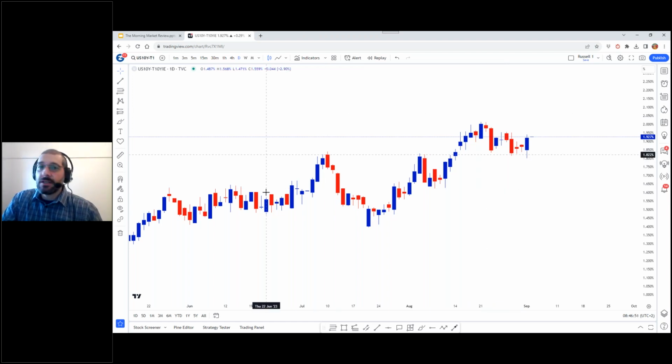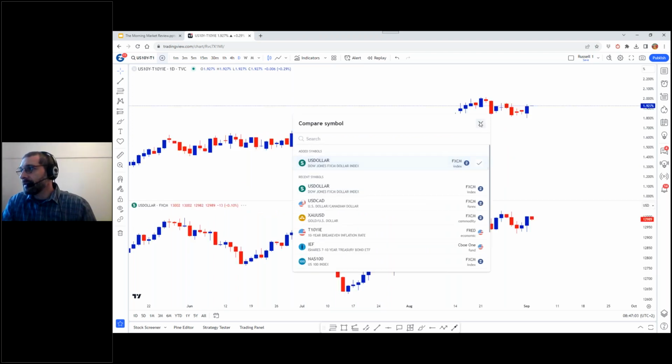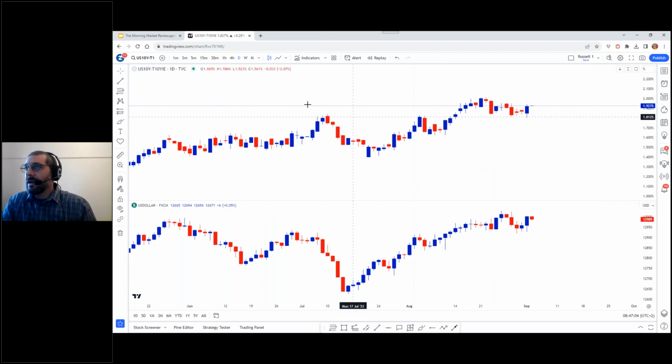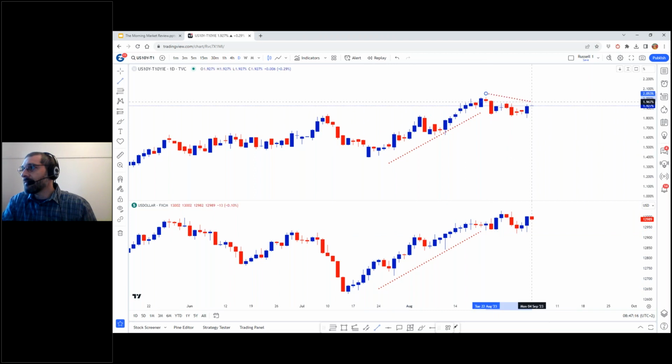So the first correlation we'll take a look at is the US dollar, just to see what kind of correlation there is. We'll add the US dollar just underneath. You can see the real rate move up there, you can see the US dollar move up there, right? Some sort of correlation. You can see the real rate move down there, you can see the dollar move down there. So there is a correlation.